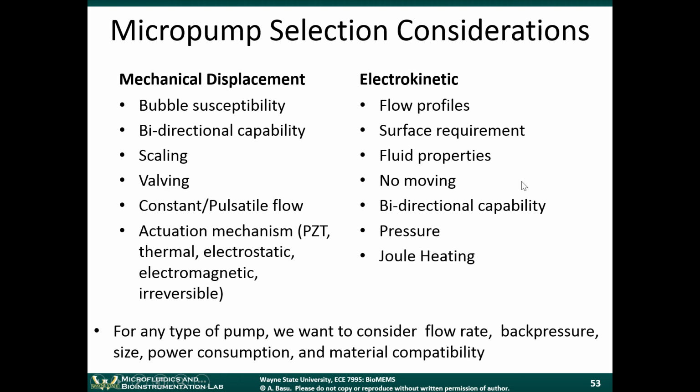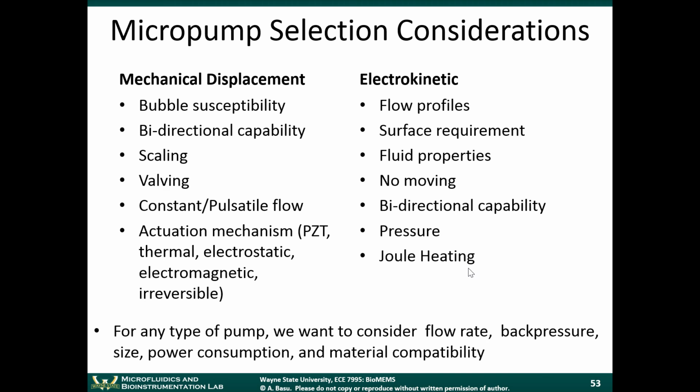When we talk about dynamic micropumps, one of the downsides is that they depend on fluid properties, but on the plus side, they can generate square flow profiles, which have less dispersion than parabolic flow profiles. On the downside, you have the surface requirements. You have to ensure that your surface is sufficient to generate a zeta potential in the case of electro-osmotic flow. These don't have any moving parts, so that's a big plus. It makes the system more reliable. These also have bidirectional capability. You do have to worry about how much back pressure and how much flow rate you can generate when you're dealing with these types of dynamic micropumps.